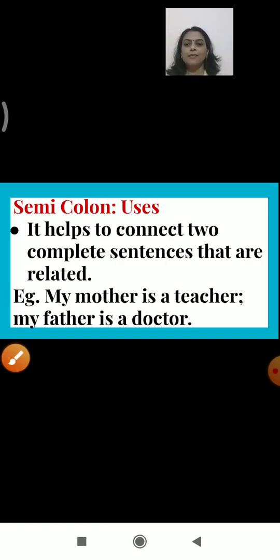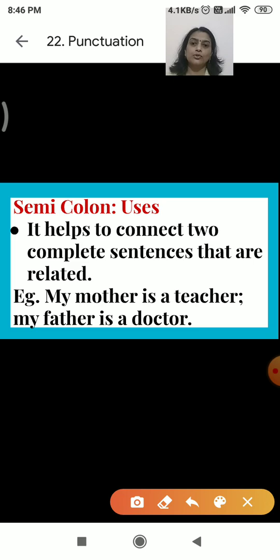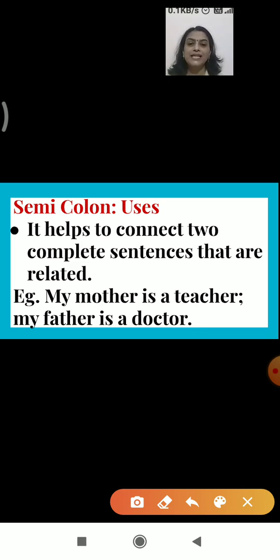Then the semicolon. It helps to connect two complete sentences that are related. So two sentences will be there but they will be related. How to join them? By using a semicolon. My mother is a teacher; my father is a doctor. Father and mother both are related, right? So here we have connected them by using the semicolon, a dot and a comma below.